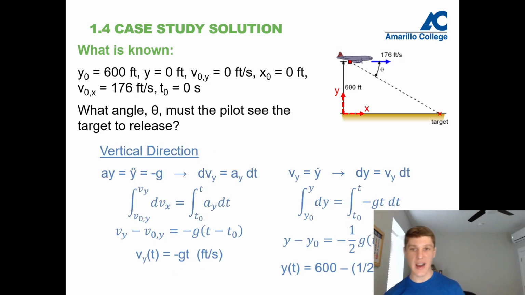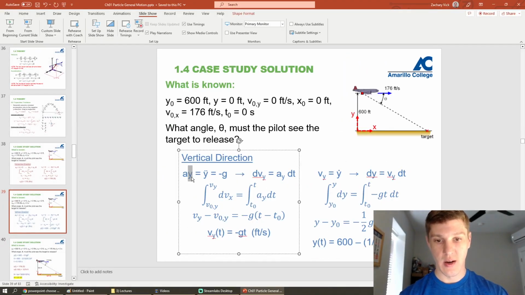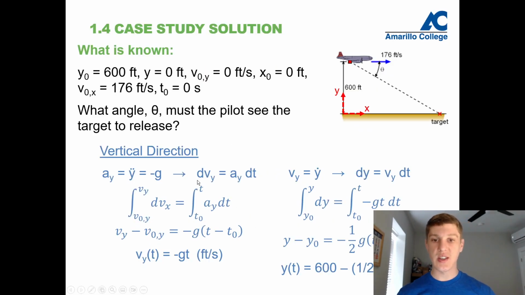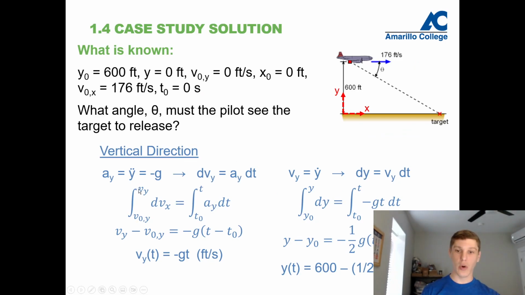So I can do the exact same thing in the vertical direction. I can say that my acceleration in the y direction is equal to y double dot, which is the same thing as dv sub y dt. So I multiply my dt through. I can then integrate from some initial velocity in the y direction to some final velocity in the y direction.